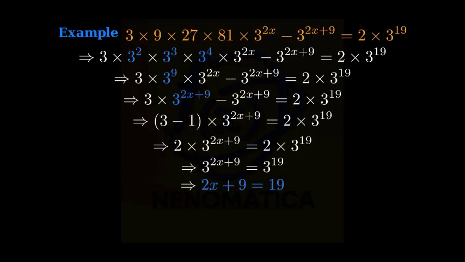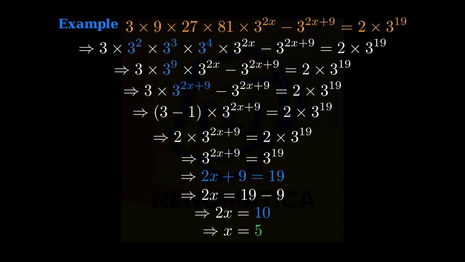When two powers with the same base are equal, their exponents must be equal. This gives us the equation 2x plus 9 equals 19. Let's solve for x by subtracting 9 from both sides. This gives us 2x equals 19 minus 9. Simplifying the right side, we get 2x equals 10. Finally, we divide both sides by 2 to find x. So x equals 5, which is our answer.